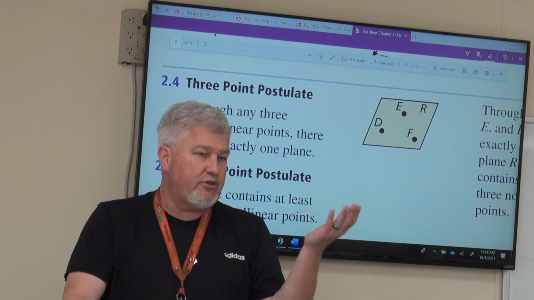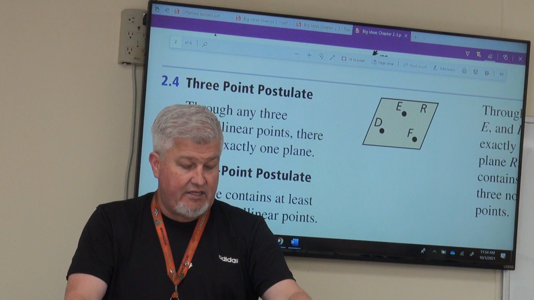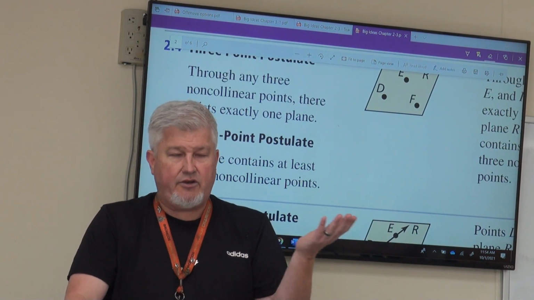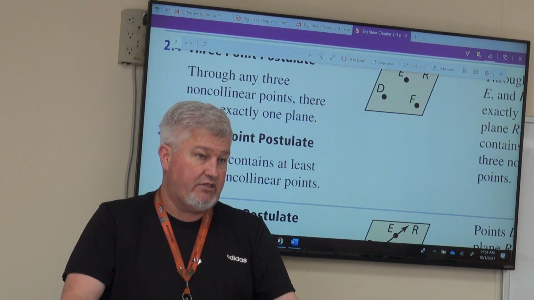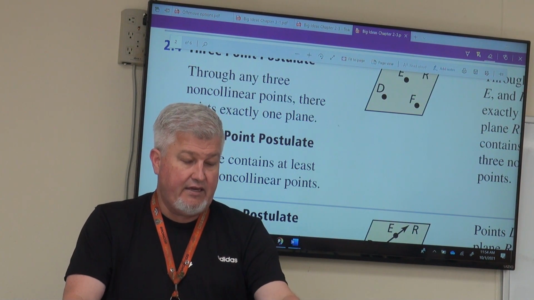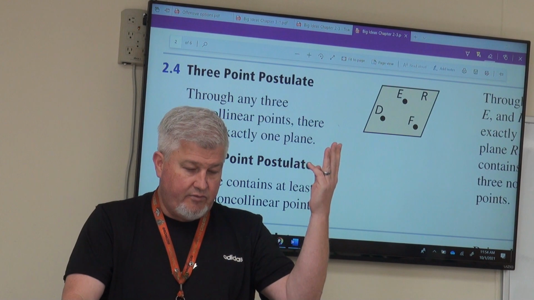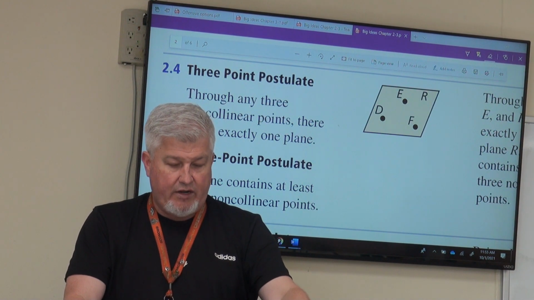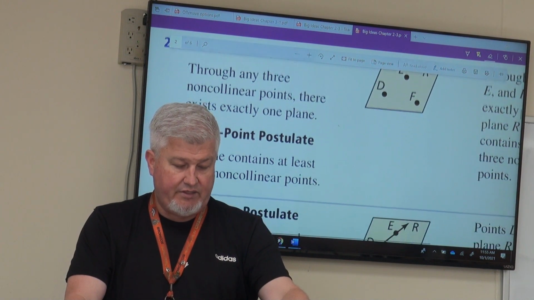And then the converse to that, much like the line, the converse is the plane point postulate. A plane contains at least 3 non-collinear points. It's kind of the reversal of what we just said. So you've got the 3-point postulate, which is the 3 points exist on one plane, and then the plane point postulate. For any plane, there is at least 3 non-collinear points.